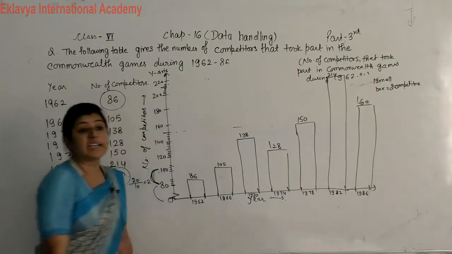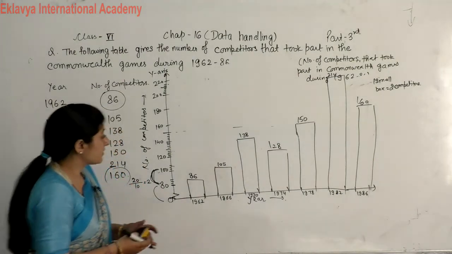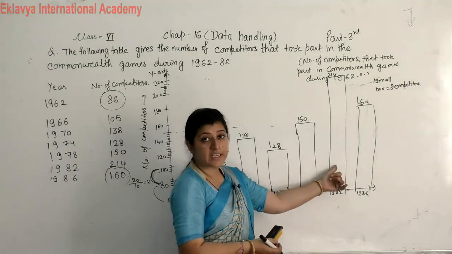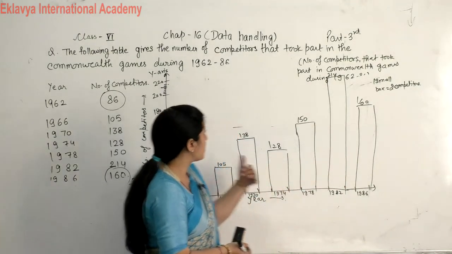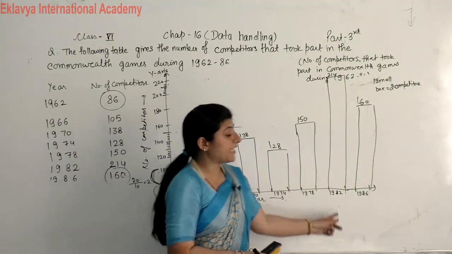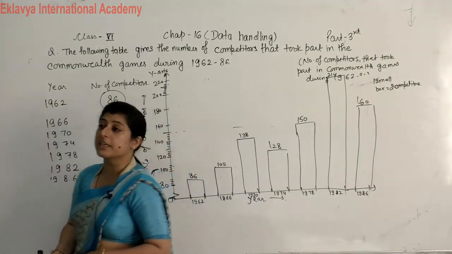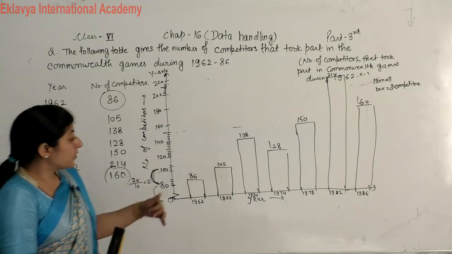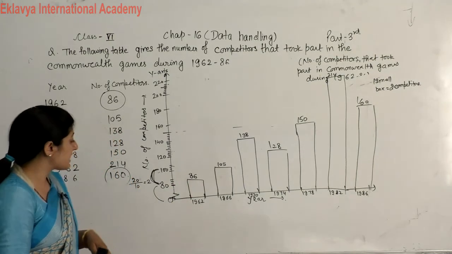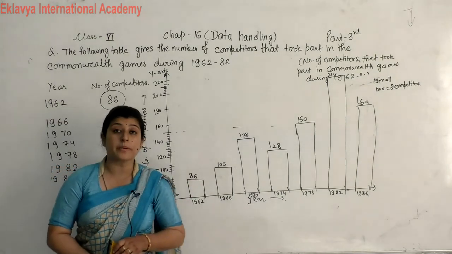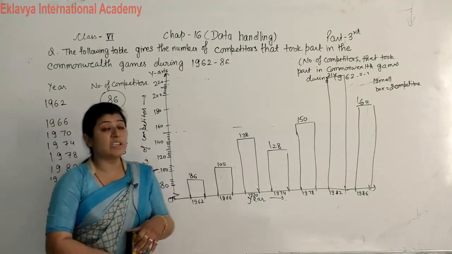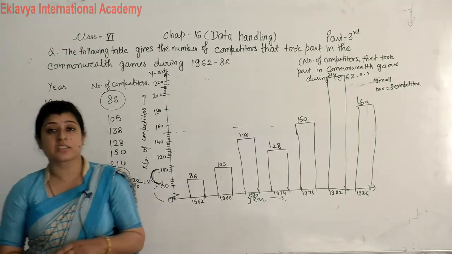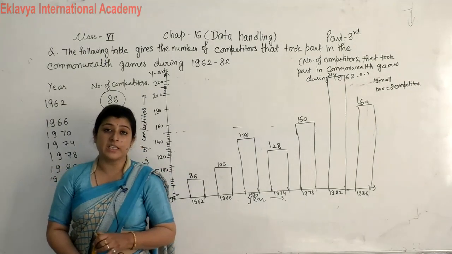So, the highest number of competitors. From the graph, this one length is very large. So we can say in 1982 the highest number of competitors took part in the Commonwealth Games. And the lowest number, you can see this one, 86: in 1962, 86 competitors took part in the Commonwealth Games. So this time we will solve our bar graphs. Take your scale properly. Thank you.